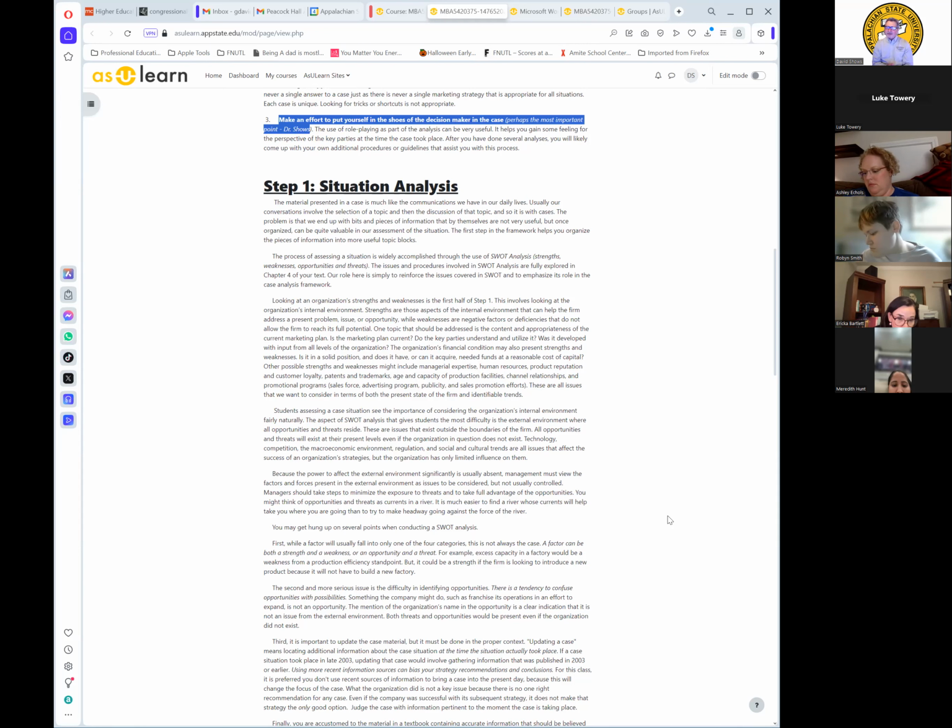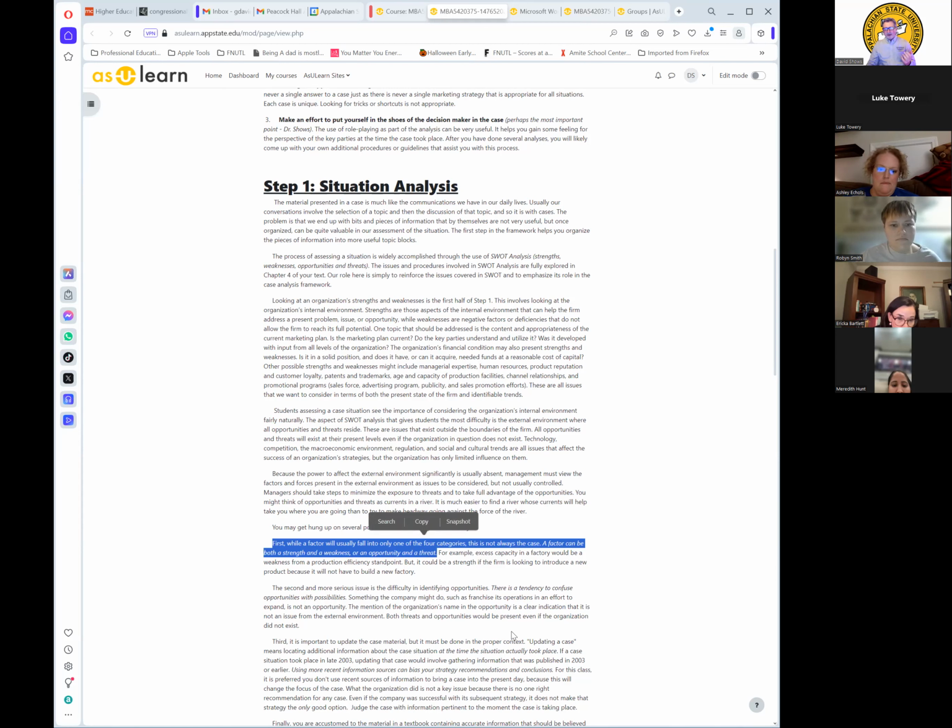Think of the internal environments inside the organizations as the things that you can change. Look outside in the external environment and recognize them for the things that you can't change, all right? So remember, the first thing, like I said, is a factor can be both a strength and a weakness or an opportunity and a threat. It all depends on how you want to be able to analyze it.